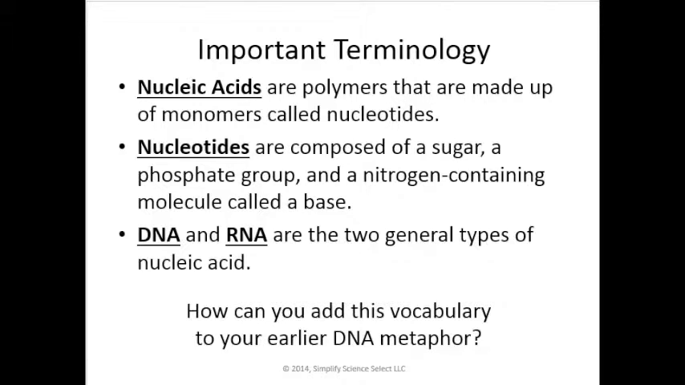They have a sugar on them, they have a phosphate group, and then they have this nitrogen base. And the sugar and the phosphate is the same for every nucleotide of DNA, or every nucleotide of RNA has the same sugar and phosphate. What makes the nucleotides different is that nitrogen base.